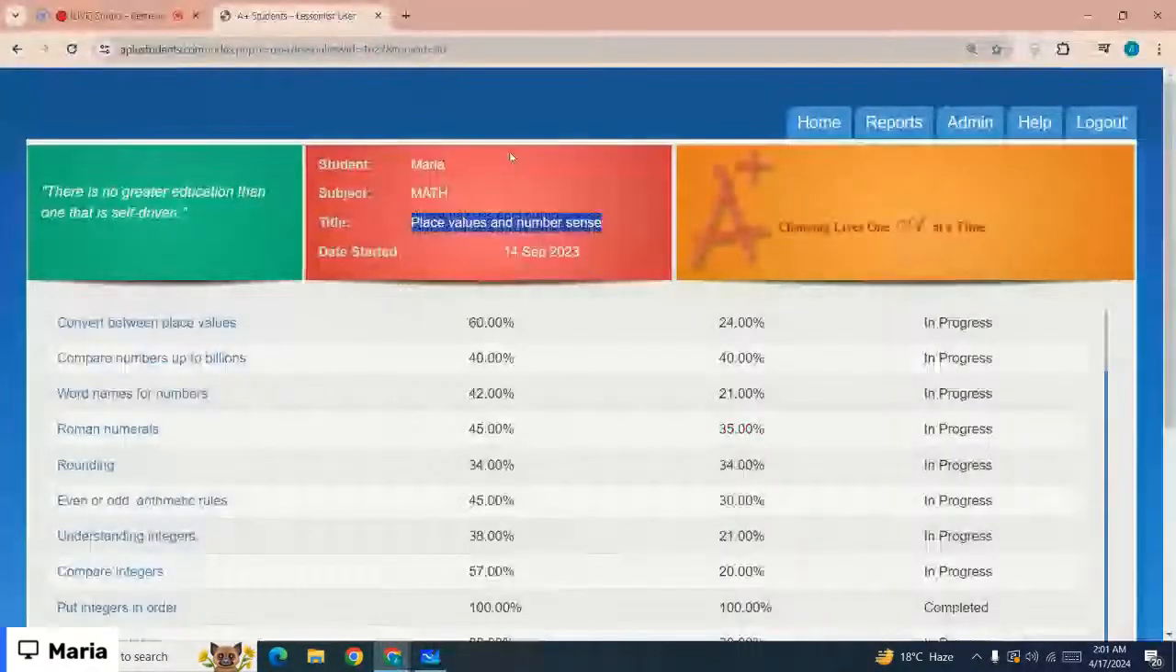Okay, here I'm on grade 5 math. The chapter we are on right now is place values and number sense. We're going to start with the rounding, right? So here is the lesson. Let's just start with the lesson rounding.